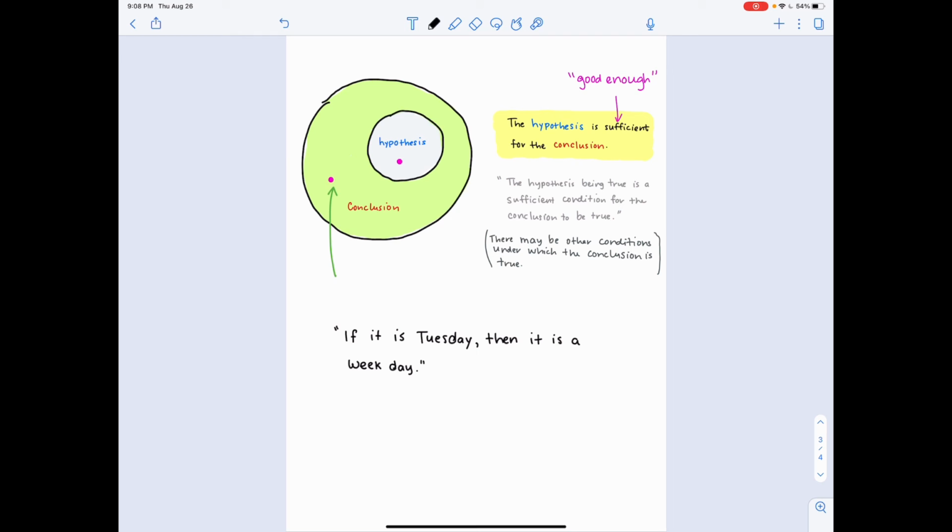So in this way, we would say that it being Tuesday is a sufficient condition for guaranteeing that it's a weekday. Alternatively, I could say that it is necessary that it be a weekday in order for it to be Tuesday. For if it was not a weekday, then Tuesday would be off the table as an option.